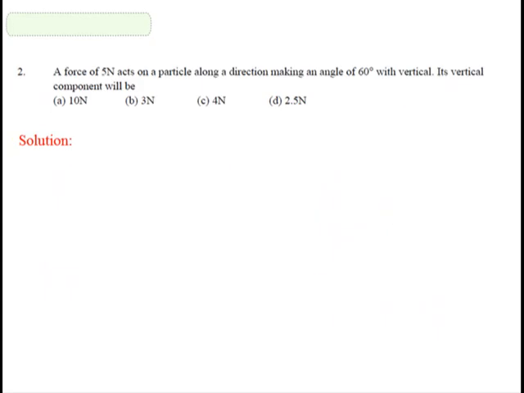Moving on to the next question. The question is, a force of 5 Newton acts on a particle along the direction making an angle 60 degree with vertical. Its vertical component will be. So let us visualize it by using a diagram. So there is a coordinate system, let us say. There is a force which is acting at an angle of 60 degree with vertical. So this is vertical, 60 degree with vertical, meaning let's assume that this is 60 degree. There is a force acting here. This is the force, right?